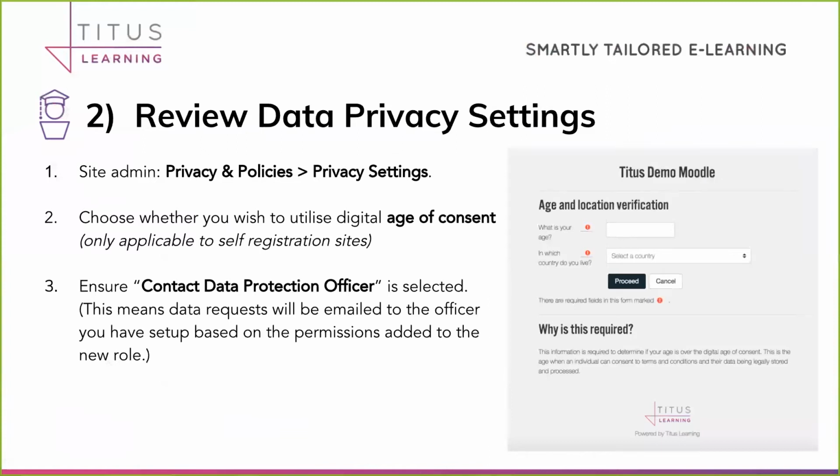So what we'll do now is we will have a look at the data privacy settings. So as an administrator, and I'll bring my screen over again in a moment, if you navigate to site admin, privacy and policies, you've got a privacy settings area, which I showed you very, very briefly in the list. And the key thing to be aware of here really is choosing whether you want to utilize a digital age of consent. And this is only applicable to self-registration sites. So firstly, just to clarify, self-registration is when your platform has the ability for users to register themselves to create accounts on the platform without an admin having to approve them.